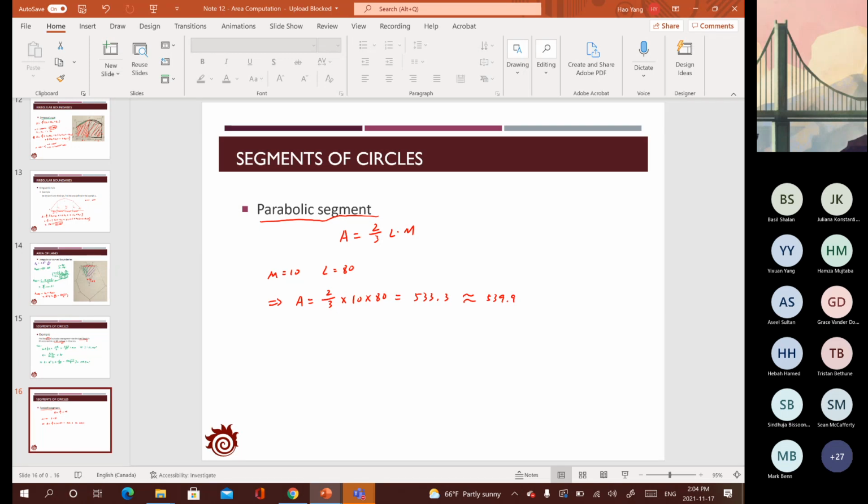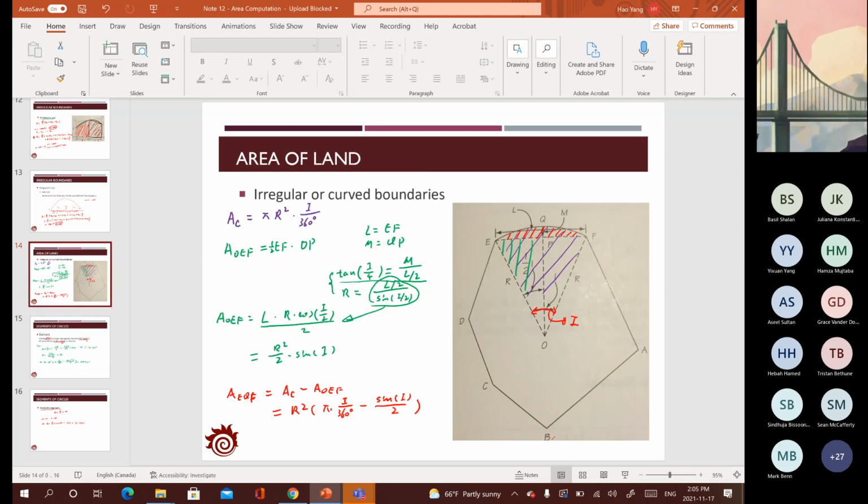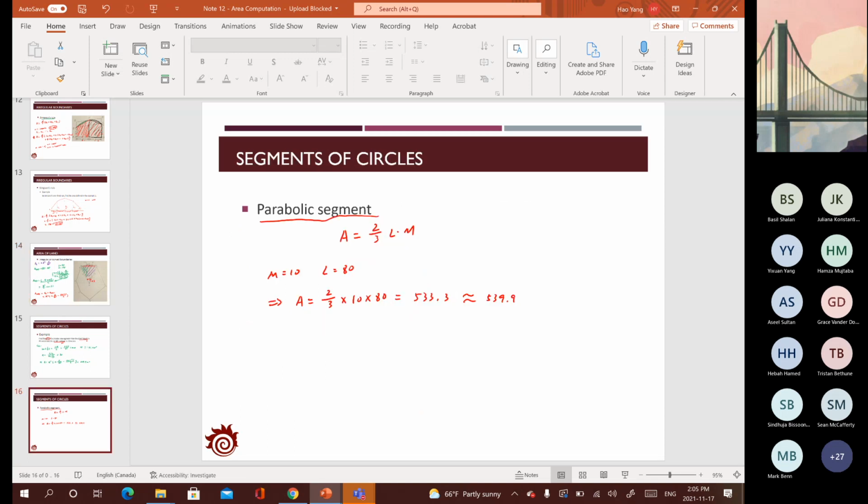And for irregular boundaries, you can use the trapezoidal rule and Simpson's rule. For circle boundaries, you can calculate the exact area based on the chord length and the coordinates of the middle points. And you can also use the parabolic segment rule to find out the approximate value. Okay, so that's the part about the area calculation. Do you have any questions you want to ask?